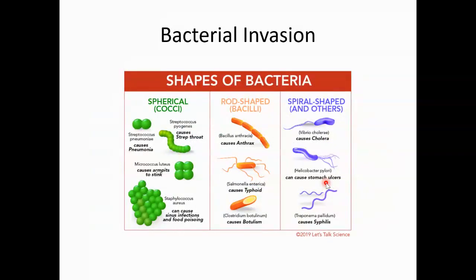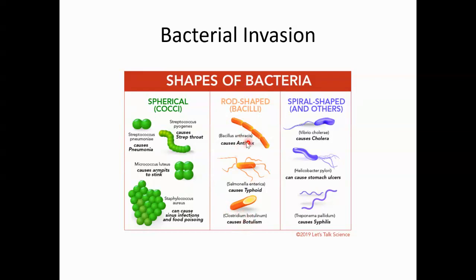This is just some basic microbiology, just to review. There are different types of bacteria. You know that there's the spherical cocci, which are the circles, the spheres: Streptococcus pneumoniae, Streptococcus pyogenes, Micrococcus, Staphylococcus, spheres. The second one is rod-shaped bacilli. So bacillus, which are the rod shapes.